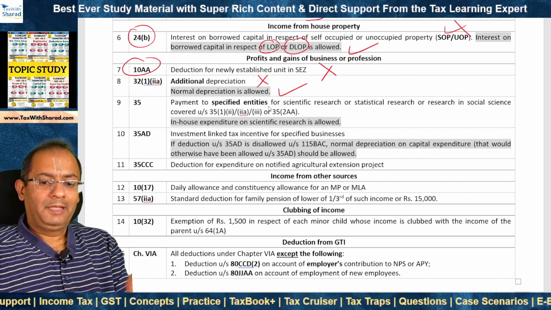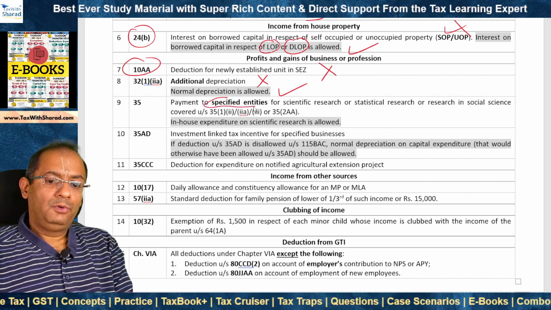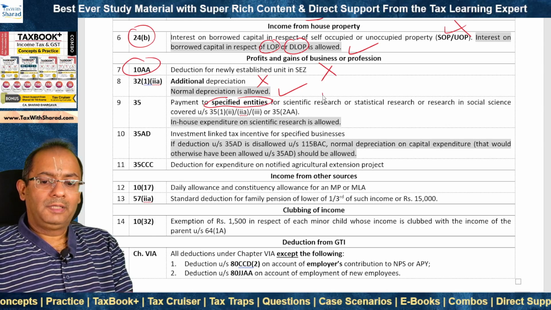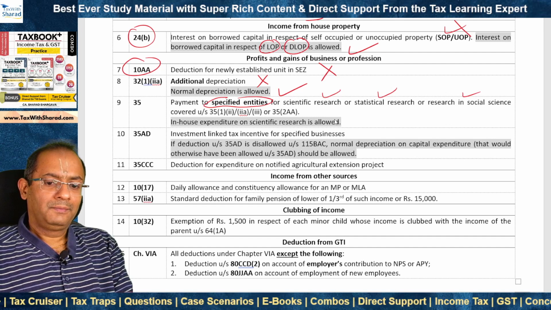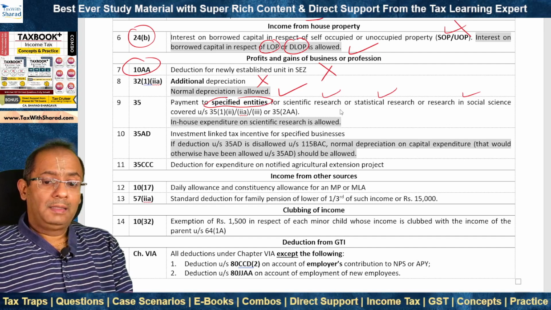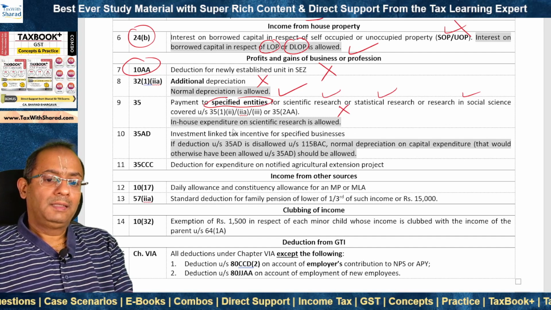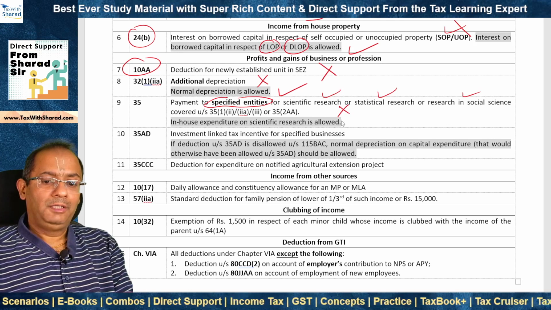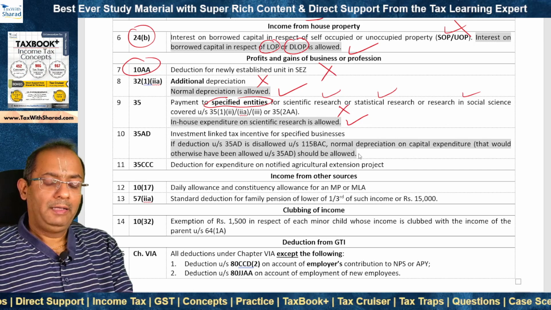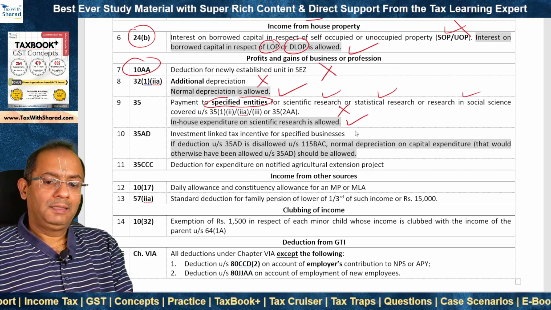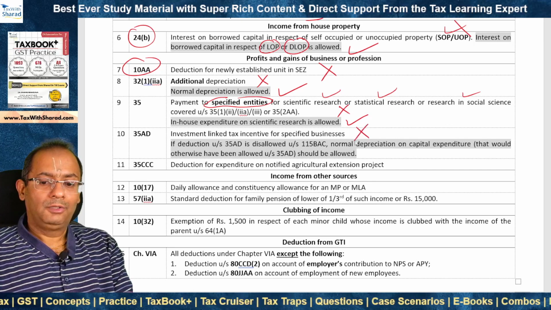Section 35 for scientific research. Payment to specified entities for scientific research or statistical research or research in social sciences is not allowed. What this means is that deduction for in-house expenditure on scientific research is allowed. 35AD deduction, investment linked tax incentive for specified businesses, is not allowed.